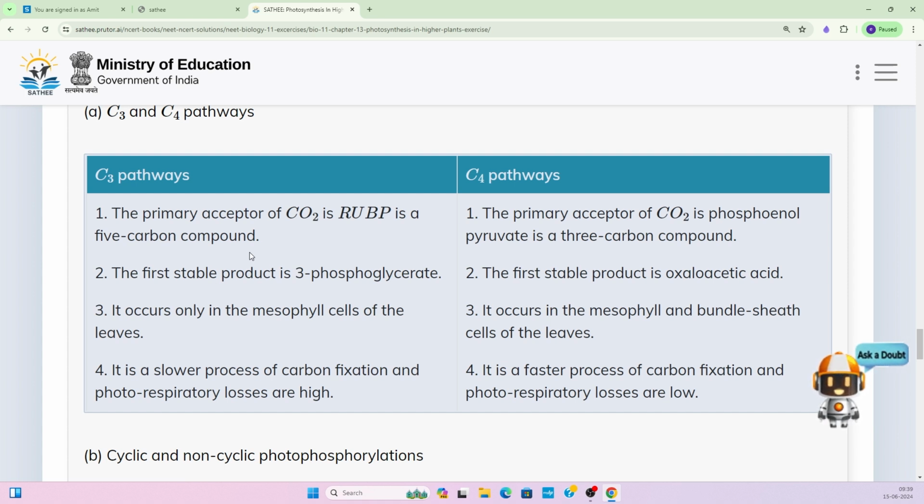Fourth point, it is a slower process of carbon fixation, and photorespiratory losses are high, right? So photorespiration is also occurring along with the Calvin cycle. So the carbon dioxide does not get fully fixed over here, right? Whereas in the case of the C4 pathway, it is a faster process of carbon fixation, and photorespiratory losses are low. So here the photorespiratory losses are quite low.